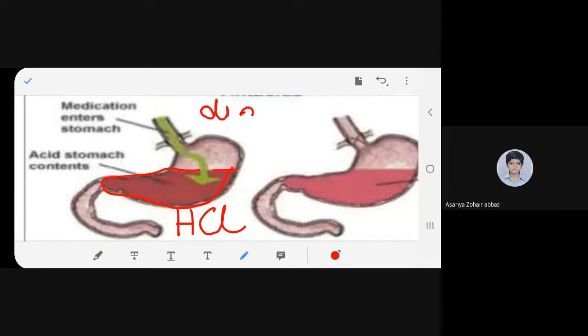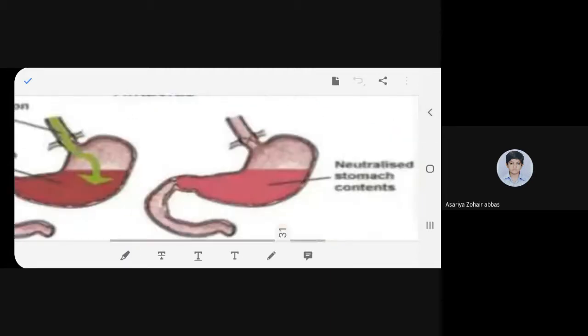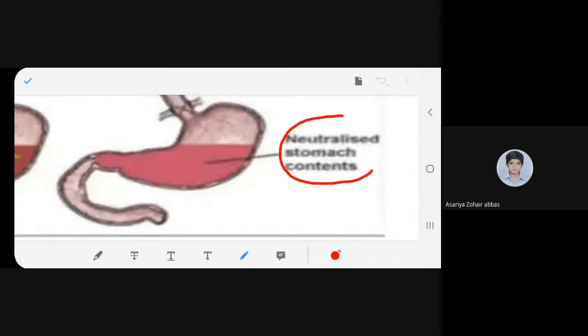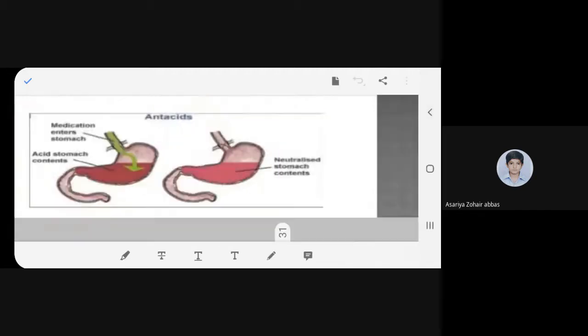Now, you have added Digene, the medicine. Digene tablets, you know, those big tablets you get having that peppermint taste. So you have added medication. Now, it is entering the stomach. And then what is happening? Neutralization. What is happening, beta? Neutralization. Right, beta? And then this happens. The content is neutralized. Is this clear? Yes? This is what happens in our body.